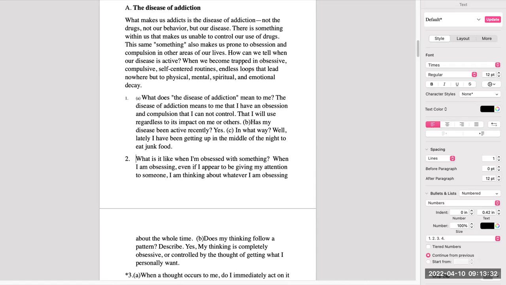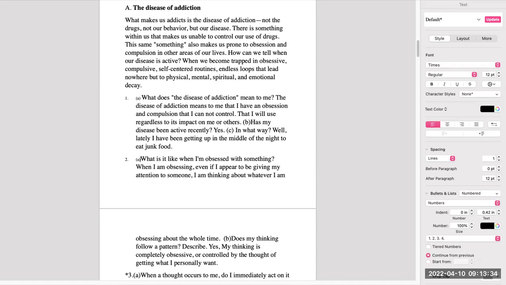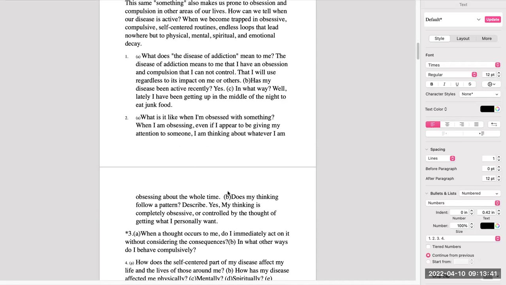And this becomes question A. So this is 2A. And it says, what is it like when I'm obsessed with something? And you write your answer. Then when you get to the next question within that section, you're going to call that B. And that is, does my thinking follow a pattern? Describe. So I put the answer after the word describe, but you're answering B. Yes, my thinking is completely obsessive, blah, blah, blah, right?